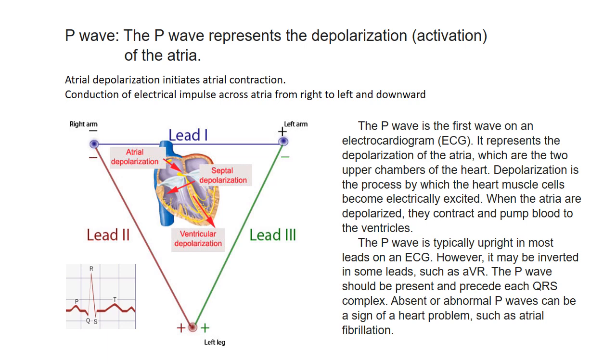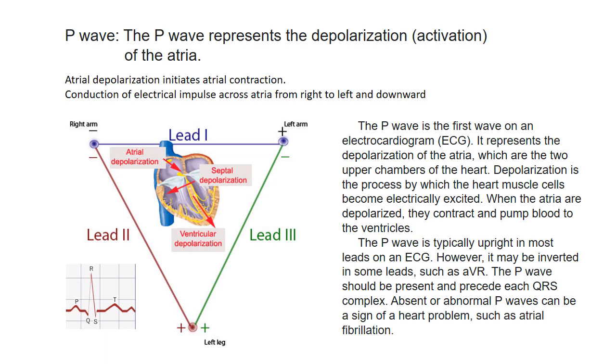P wave. The P wave represents the depolarization, activation of the atria. It shows atrial depolarization initiates atrial contraction. Conduction of electrical impulse across atria from right to left and downward. The P wave is the first wave on an electrocardiogram, ECG. It represents the depolarization of the atria, which are the two upper chambers of the heart.